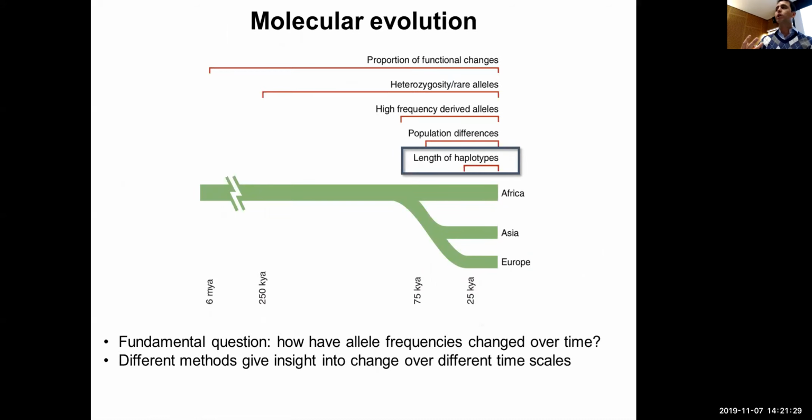And then the last one is actually building on what we were talking about in the first population genetics lecture about the length of haplotypes. So as I mentioned earlier, these haplotypes are simply places where recombination has not yet occurred.